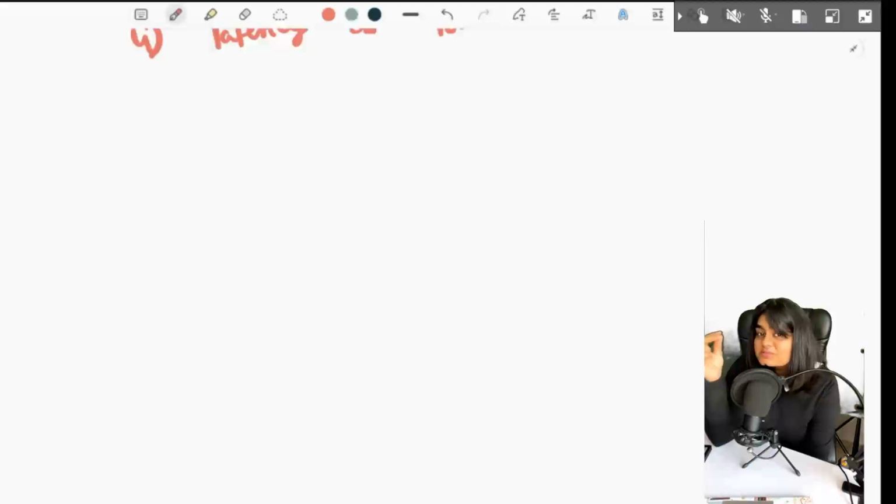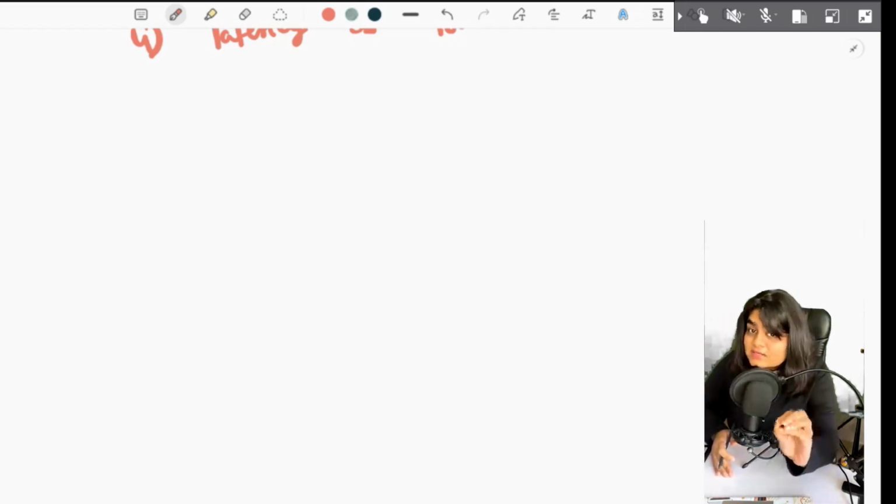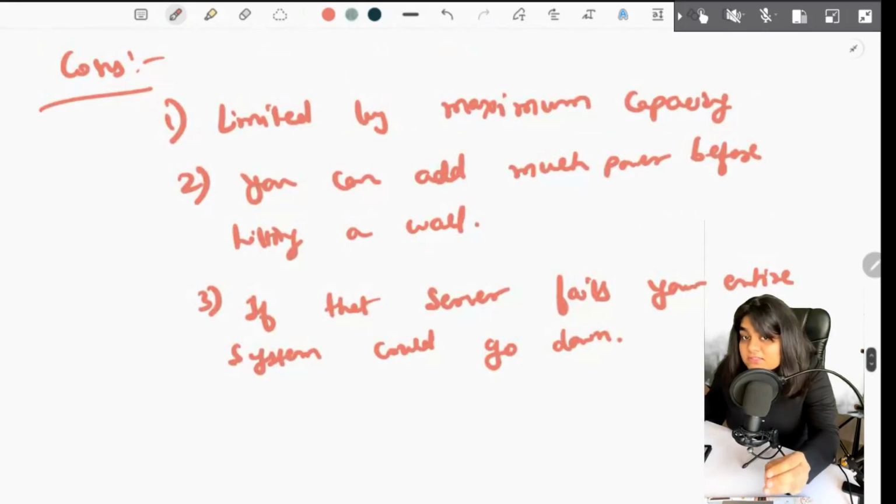So this system also has a downside. You are limited by the maximum hardware capacity. You can add only so much power before hitting a wall. Plus, if that server fails, your entire system goes down. So you can take a screenshot of these cons as well. And we are moving further.